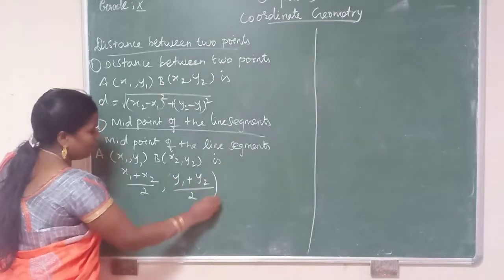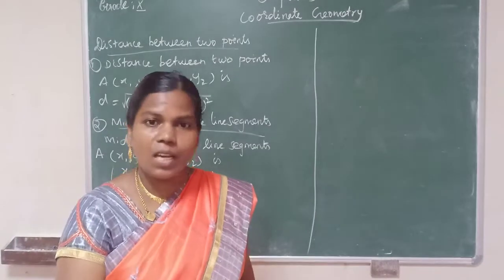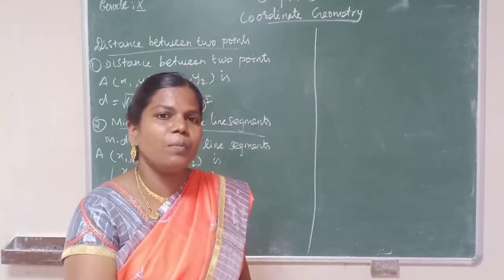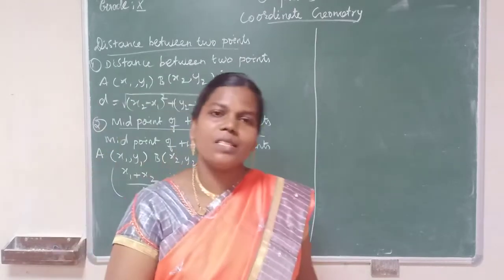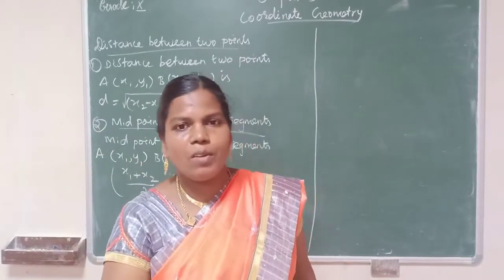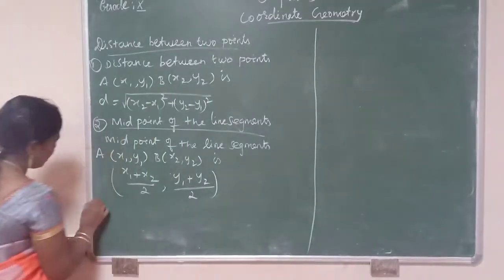2. When we have to use this formula, 2 points will be given, and if they ask to find the midpoint of these 2 points, you have to use the formula x1 plus x2 by 2, comma y1 plus y2 by 2. Next, the third formula is the section formula.